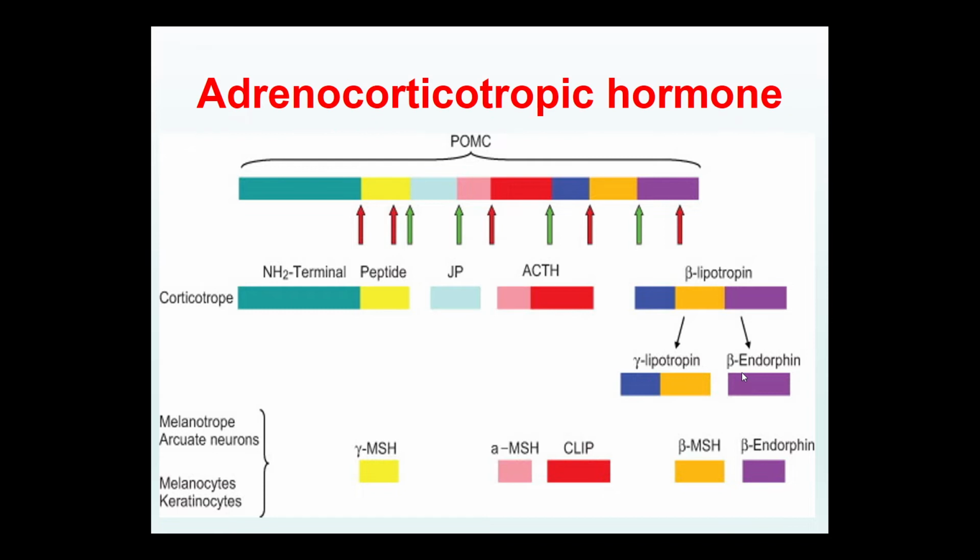Beta endorphin and methionine enkephalin are opioid peptides with pain-relieving and euphoric effects. And pay attention that melanocyte stimulating hormone is also produced from this precursor.